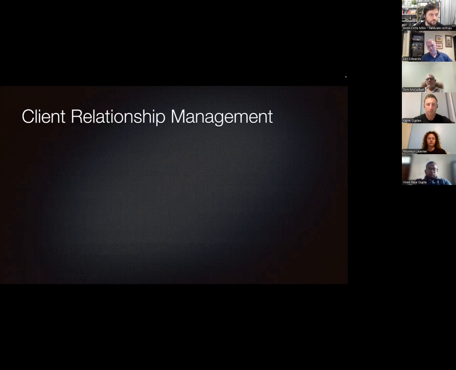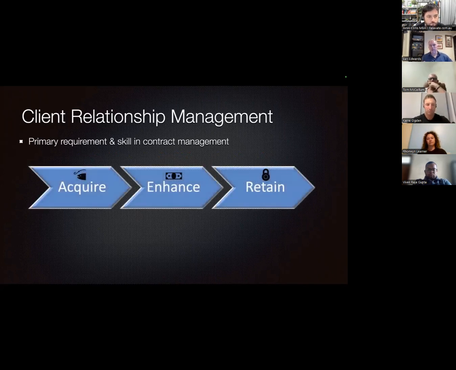So client relationship management in a contract context isn't necessarily just a sales process. It is a primary requirement and skill in contract management, but it's not the only skill. So once you convert a client and get a contract, there's 3 stages to it. There's acquire, enhance, and retain. And each of these have sub-processes. The enhance and retain each have their own very detailed methodology to follow through the client relationship management after you've made the initial client acquisition and got a contract.